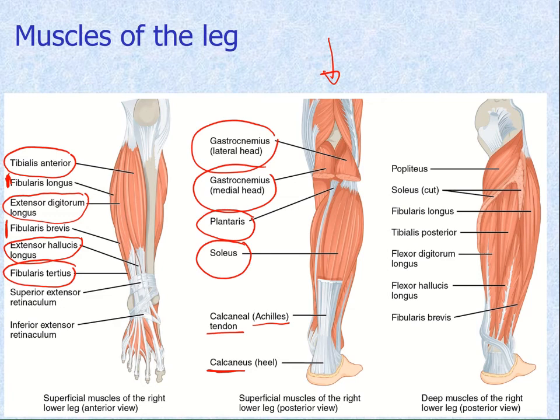Then deep to this layer, there is the deep muscle layer consisting of popliteus, tibialis posterior, flexor digitorum longus, and flexor hallucis longus muscles. They are responsible for plantar flexion of the ankle joint and flexion of the toes.